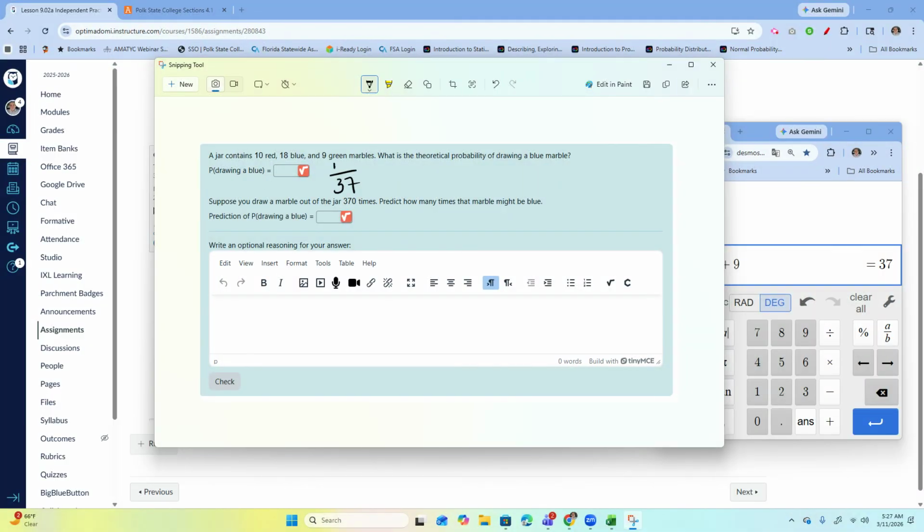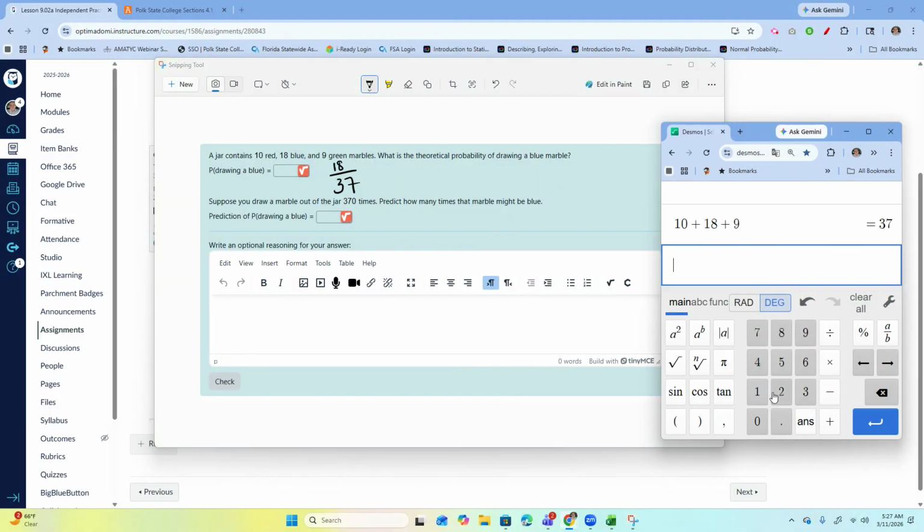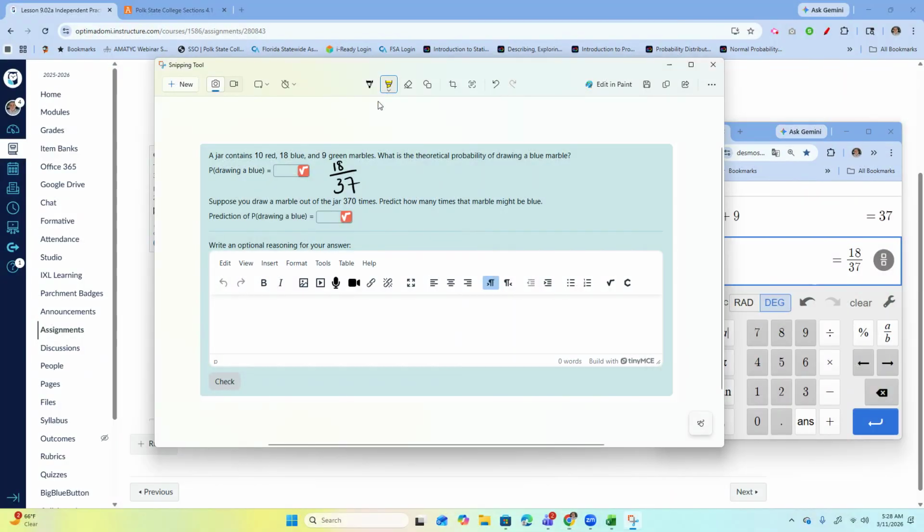So out of these 37 marbles, how many are blue? Blue is 18. Now, always check if you can simplify your fraction. So I'm going to do 18 over 37, and click the circle. You can see it stays the same. So remember what you did here. This is the theoretical probability. Now they want me to make a prediction.